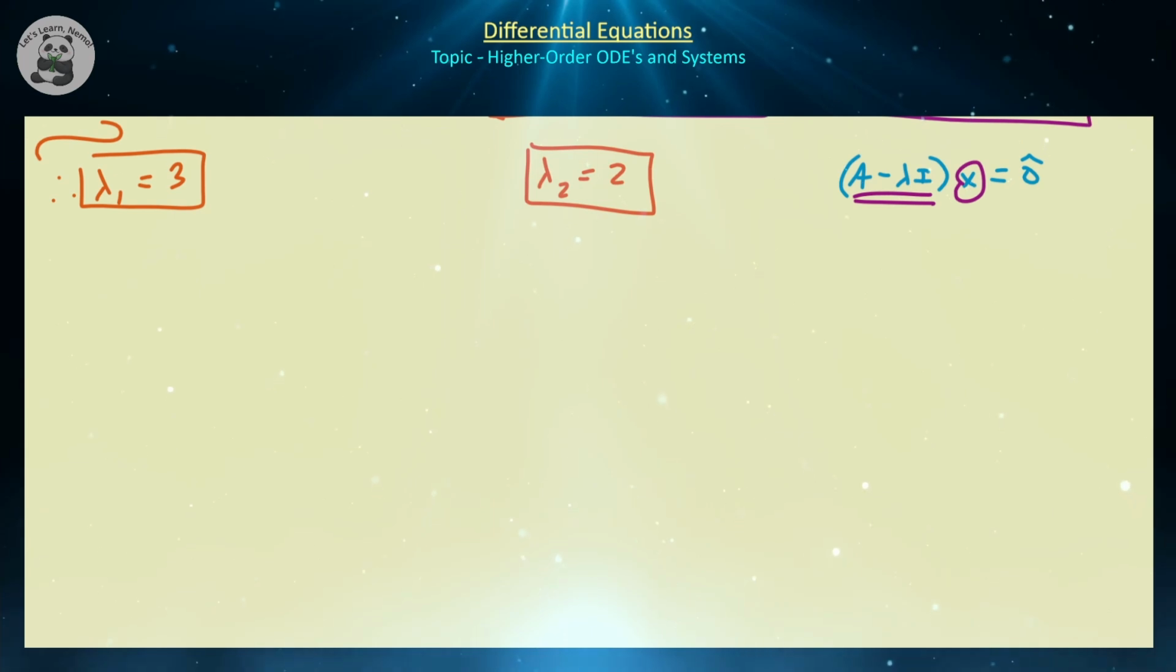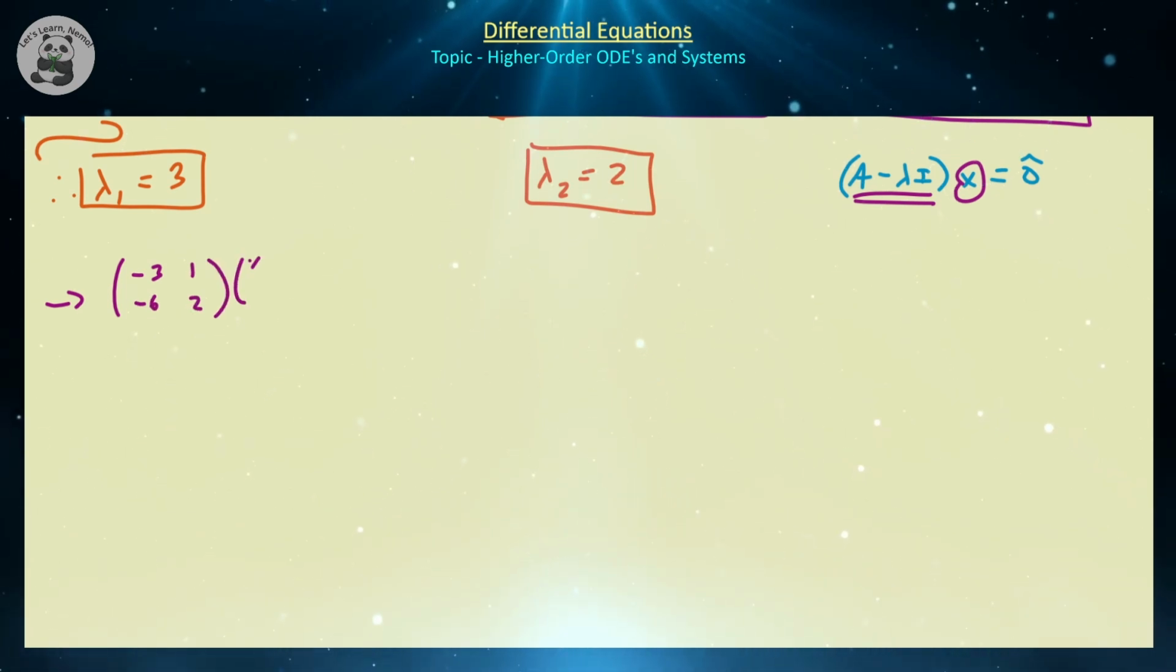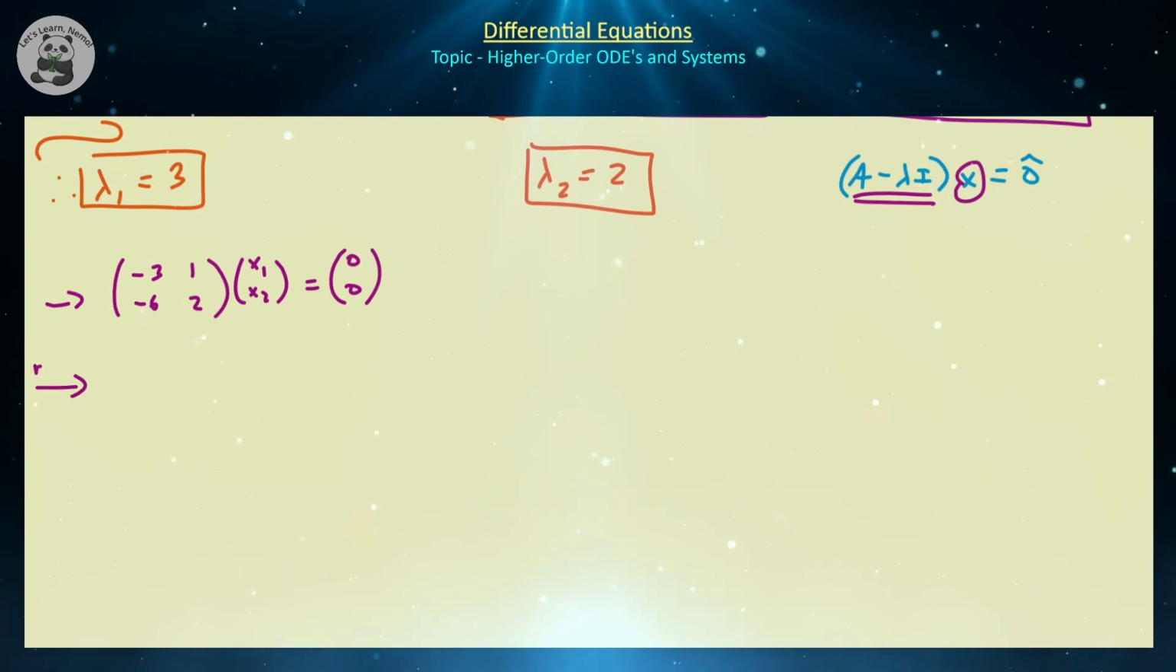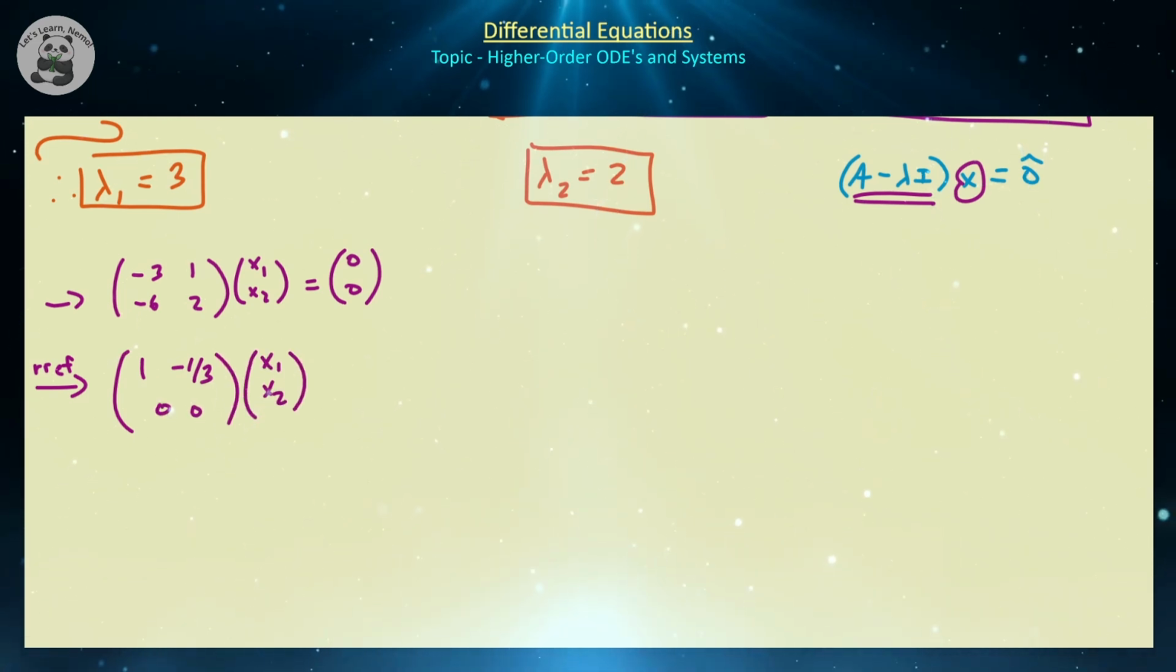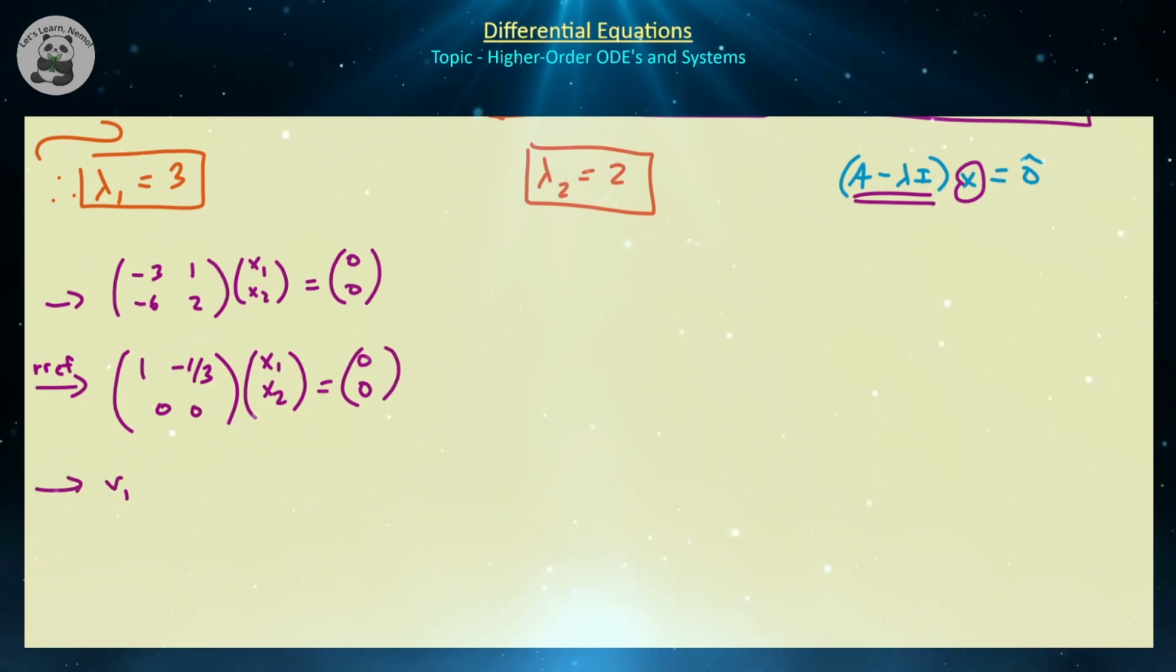So if we use the lambda value of 3, that's going to give us the equation [-3, 1; -6, 2] times [x1, x2] is equal to [0, 0]. And our goal is to find what x1 and x2 are. So if we reduce to echelon form this particular system, we're going to have [1, -1/3; 0, 0] times [x1, x2] is equal to [0, 0]. So we should be able to clearly see that an eigenvector for this particular eigenvalue of 3 is going to be equal to [1, 3].